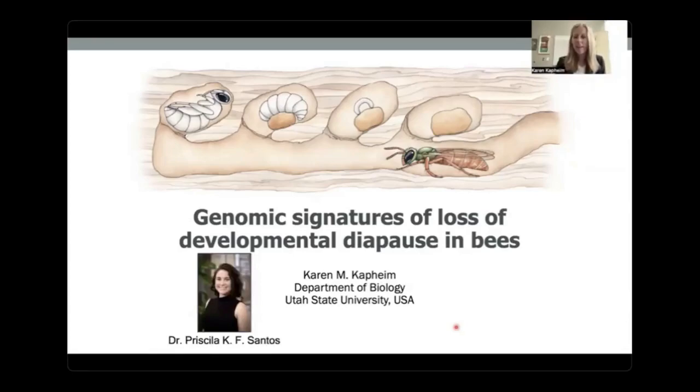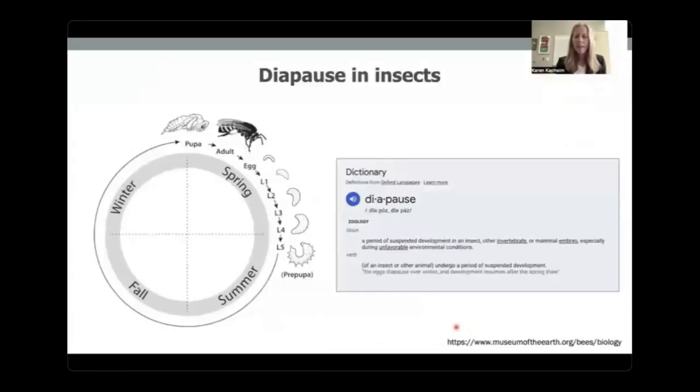She and I have developed a lot of these ideas together, and she ran most of the analyses that I'm going to show you today. So let's just get all on the same page about what diapause is. It's a period of suspended development in an insect, especially during unfavorable environmental conditions.